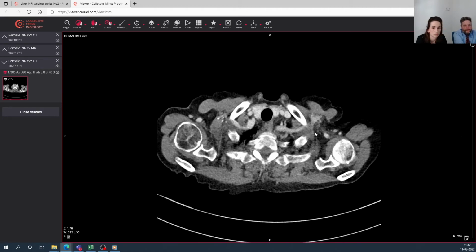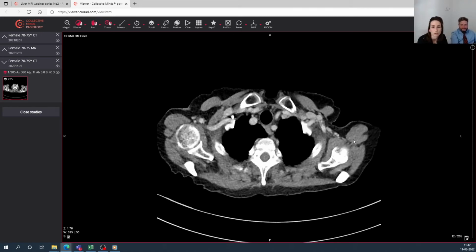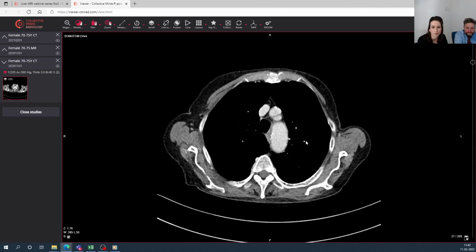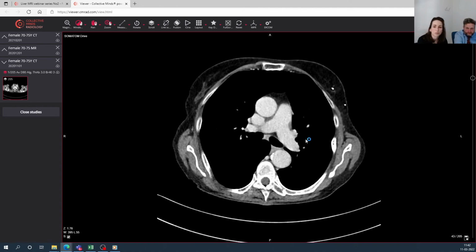Available. Yeah. So okay. This case, they did a CT. Yeah. So they first performed the CT.